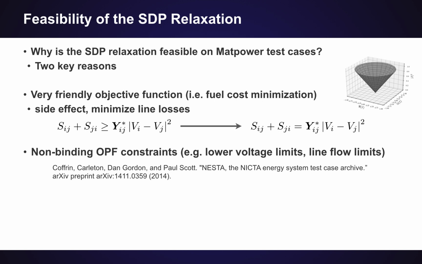The next thing that I observed was that there were no binding constraints, or little to no binding OPF constraints in these MatPower test cases. So the lower voltage limits weren't getting hit in most of the cases, the line flow limits were not getting hit in most of the cases, or just were omitted from the data entirely.